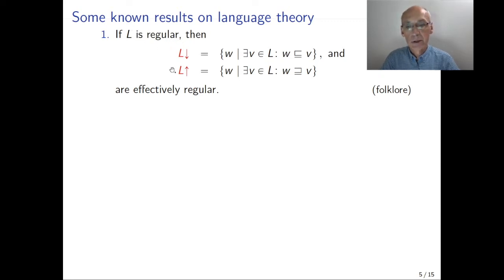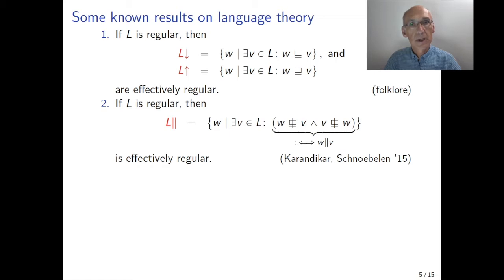Similarly, the upward closure, which is the set of all words W that happen to have some subword in L, is also effectively regular. So you take the language L, you take everything below it or everything above something from L, and both these languages are effectively regular.